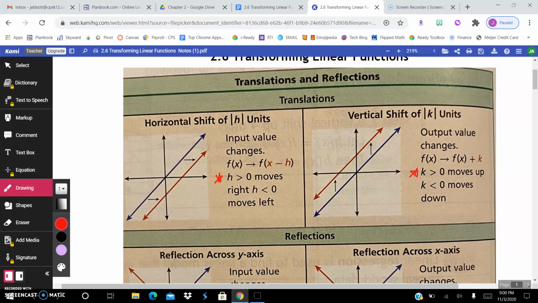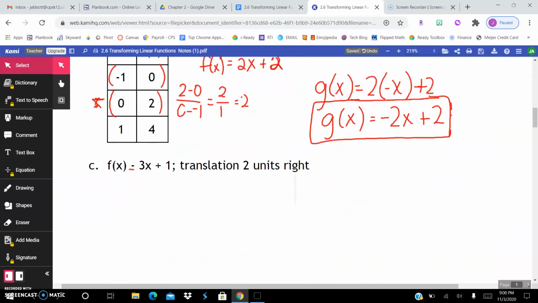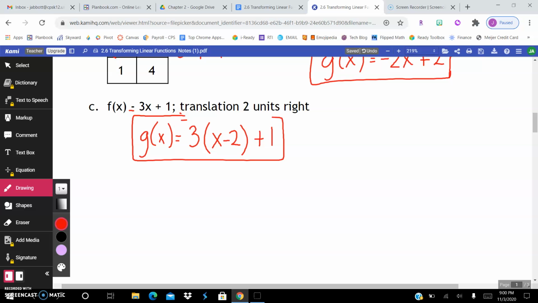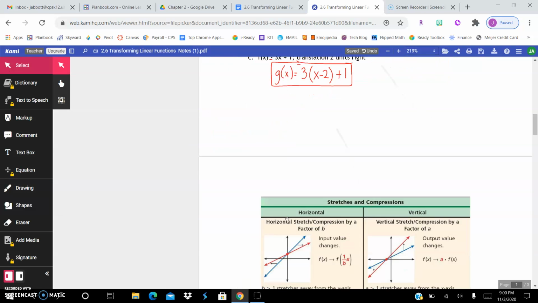So we're actually going to have x minus 2 in our formula, because this is telling us we have to subtract whatever that h is. So if I go back here, I'm going to have g of x equals 3 times x minus 2, which is what the chart showed us, plus 1. And that would be our equation for the new line. Now you could distribute the 3 and simplify down, but it's okay to leave it like this for now.